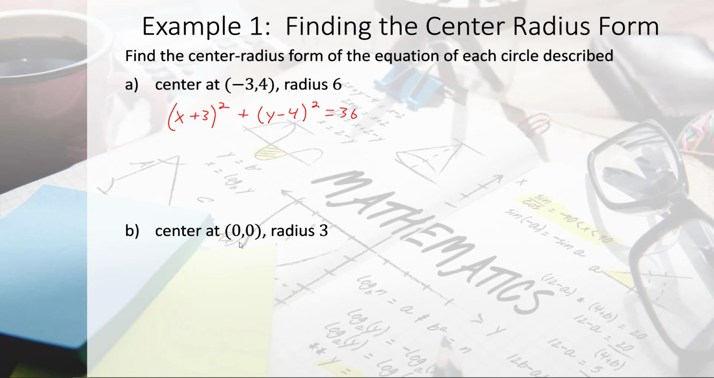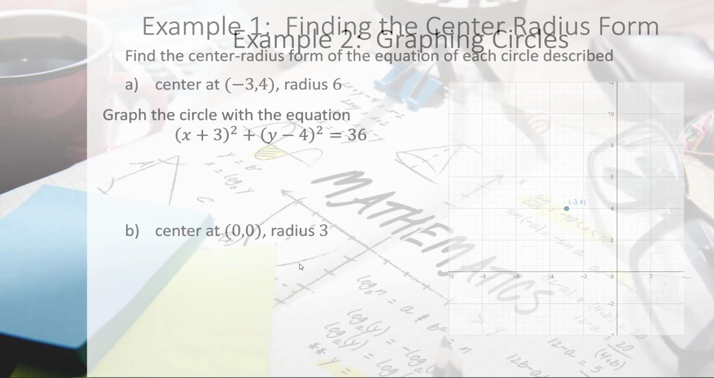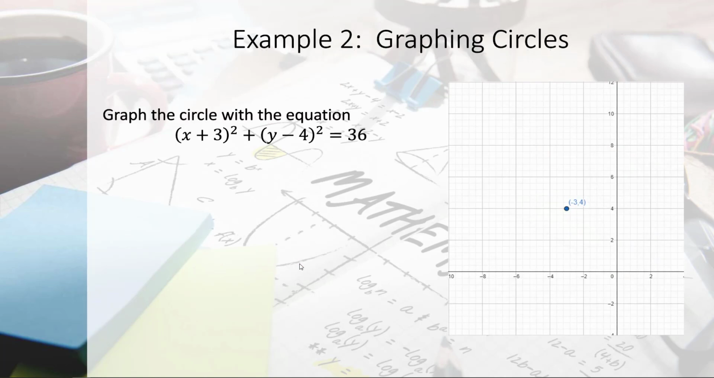Okay, now here we have a circle centered at 0. So h is 0 and k is 0. So this will have the equation x minus 0, or just x squared, plus y squared, and that will be equal to the square of the radius, which in this case is 9. And you will also be asked to graph a circle with this particular equation.